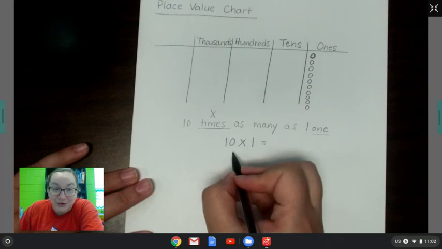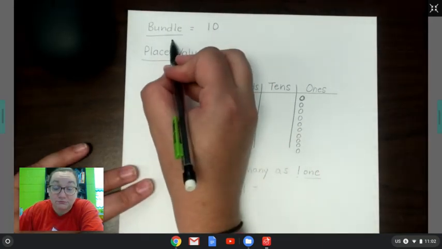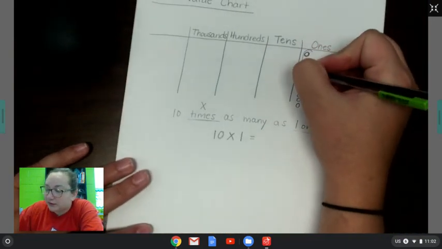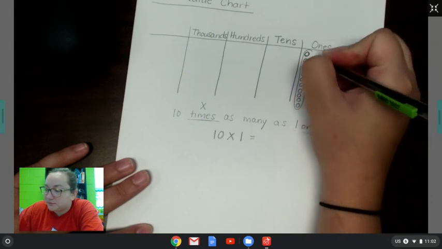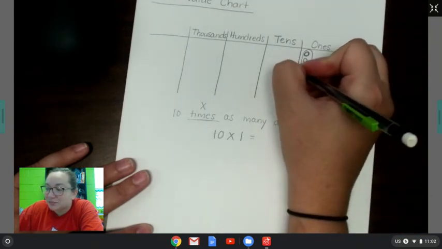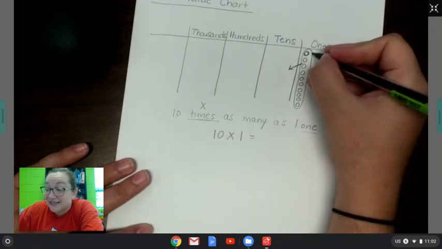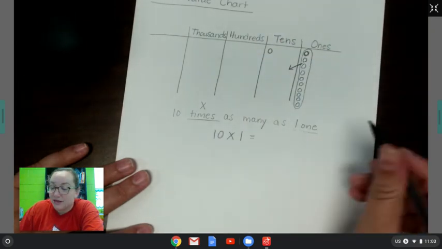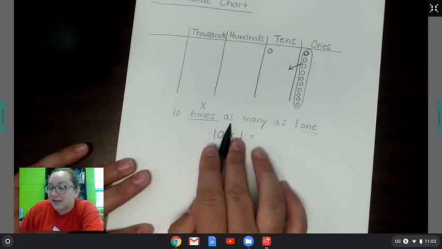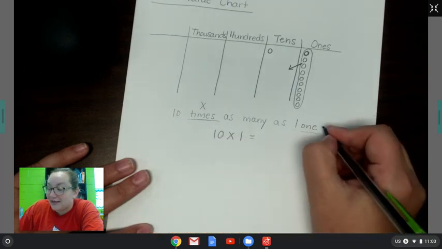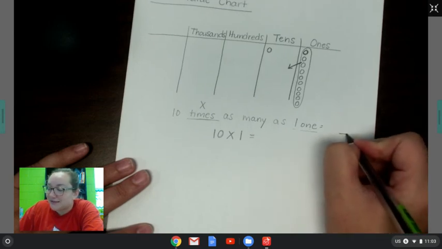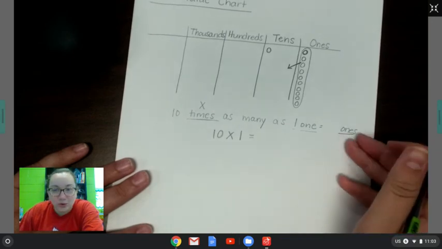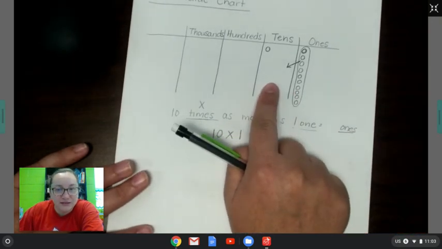And like I said, when you have 10 of something, we can bundle. So when you have 10 of something, we're going to bundle it up and we send it over to the next place value. So 10 of these equals 1 of these. So 10 times as many as 1 equals, and on Zearn, you're going to see where it says ones. And you're going to think, Miss Shelby, why does it say that? Why does it say ones right there? We just bundled it. We've sent it over to the tens place.